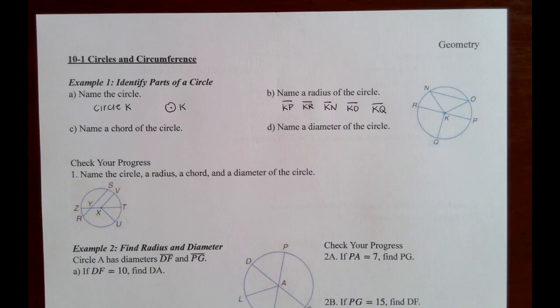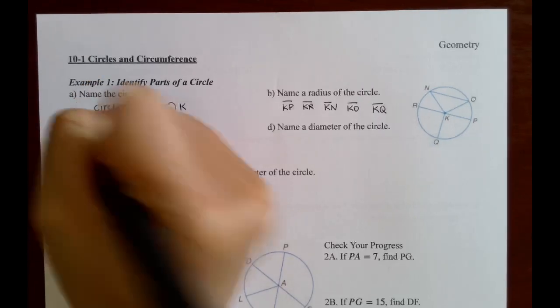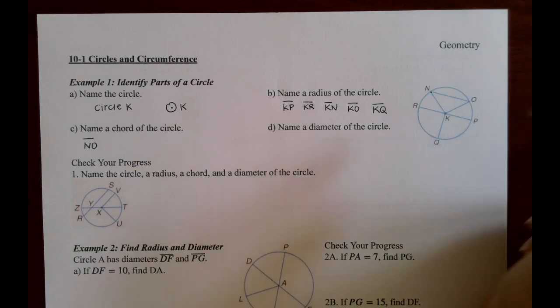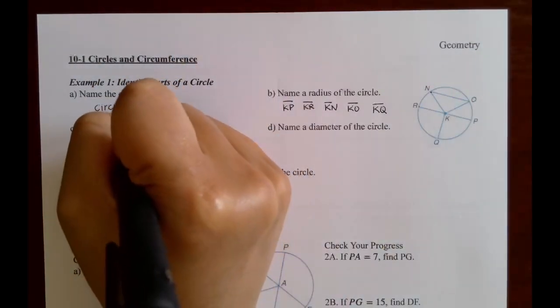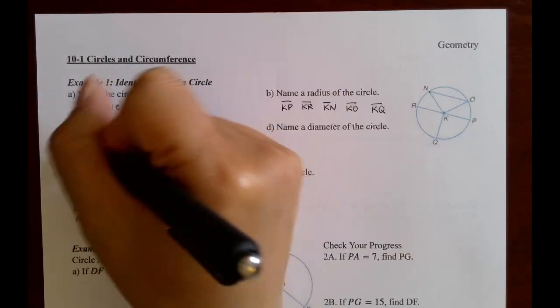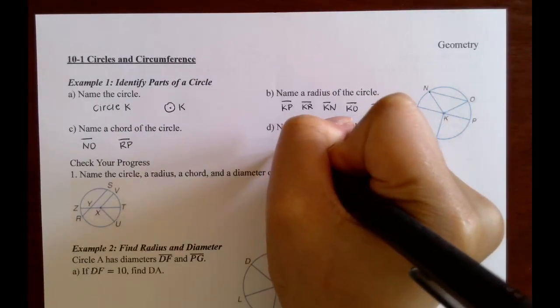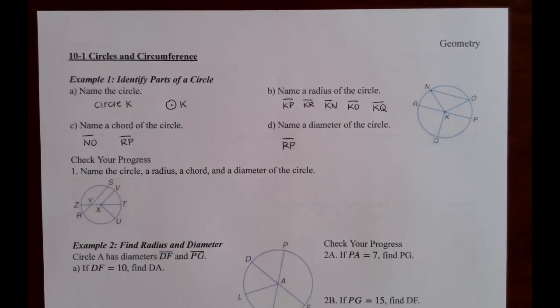Name a chord of the circle. The definition of a chord is that it goes from one part of your circle to another part. An example of a chord here is NO, because of its endpoint on the circle and endpoint on the circle. Another one is RP, with an endpoint on the circle and an endpoint on the circle. However, of these two chords, RP is a special chord known as the diameter because it goes through the center, which is point K.